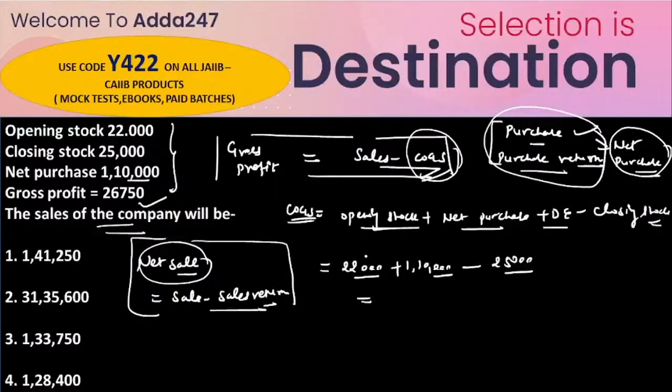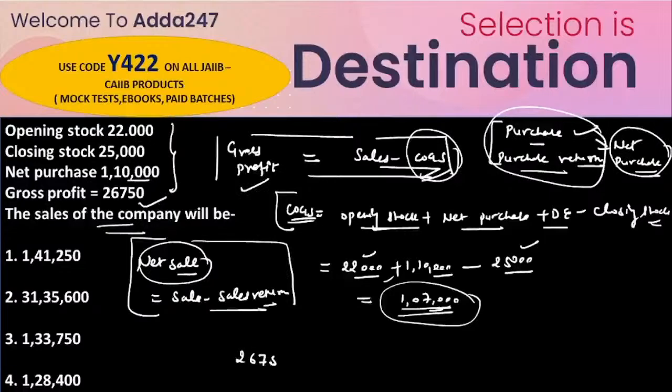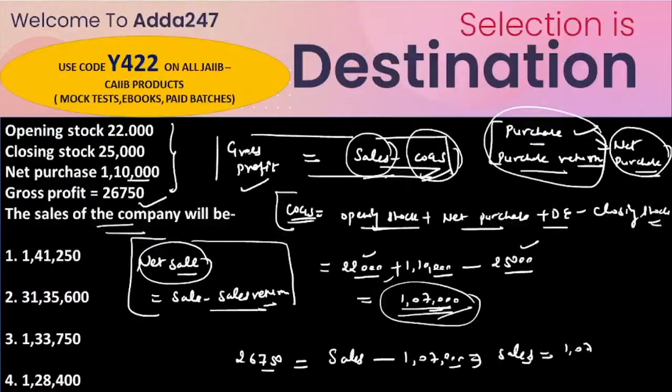Now you have to solve this. So this quantity will be minus 3,000, which will be equal to 1,07,000 rupees, isn't it? That means cost of goods sold will be equal to 1,07,000 rupees. Now we have to calculate the sales. How can we calculate the sale? We know that the gross profit is given, 26,750, and that will be equal to sales, which we have to calculate, minus cost of goods sold that we calculated, 1,07,000 rupees. So now to calculate sales, just calculate 1,07,000 plus 26,750. What will be the answer here?